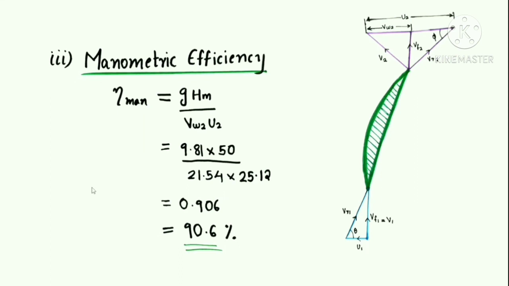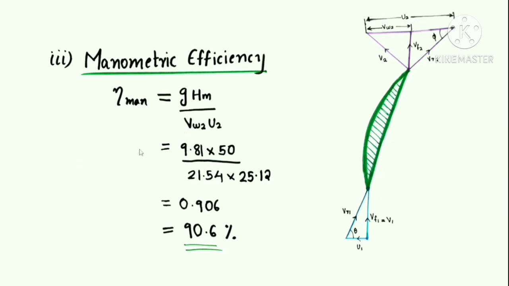Now the third question, manometric efficiency. Manometric efficiency is equal to g Hm by Vw2 U2. Putting the values, 9.81 into 50 by 21.54 into 25.12. We get the answer as 90.6%.